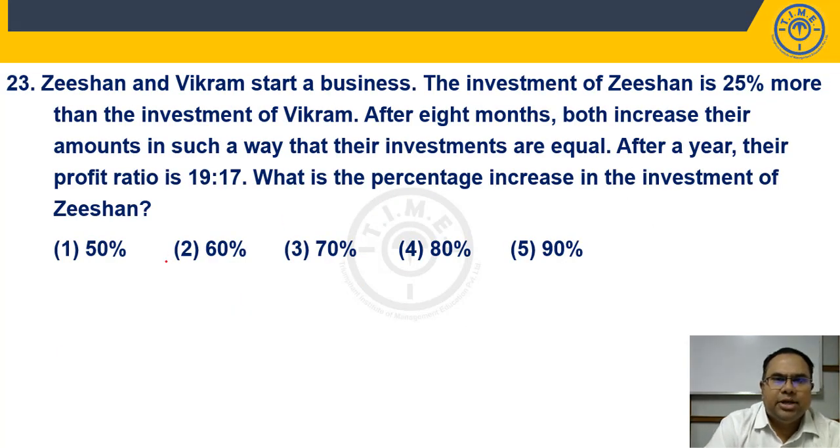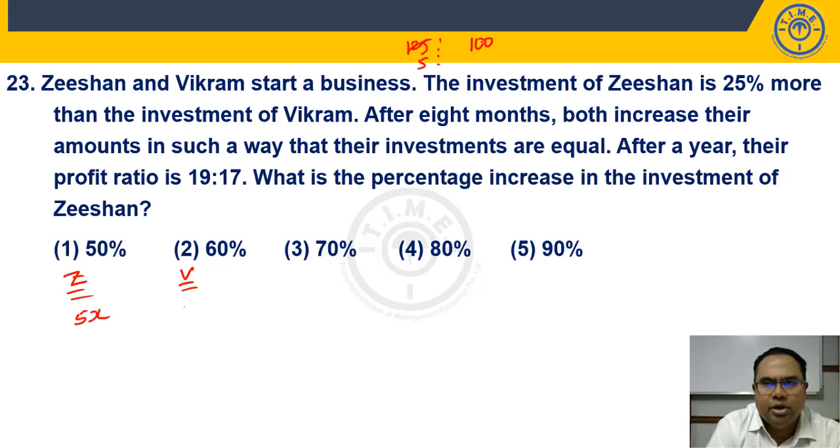Jishan and Vikram start a business. Investment of Jishan is 25% more than investment of Vikram. If Vikram's is 100, Jishan's is 125. So 100% will be 125%. What is the ratio? 5:4. So 5x, 4x. This is the investment for 8 months.